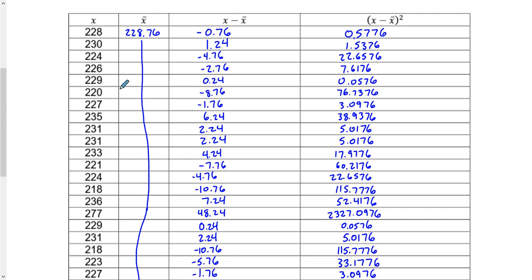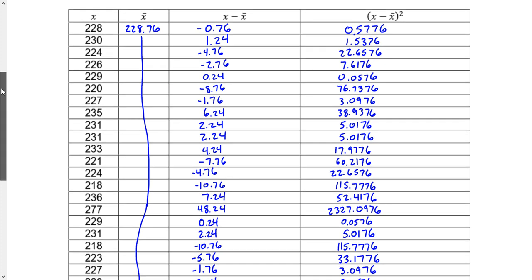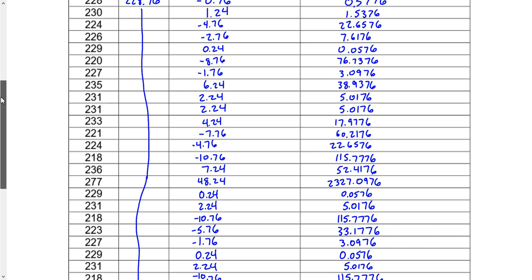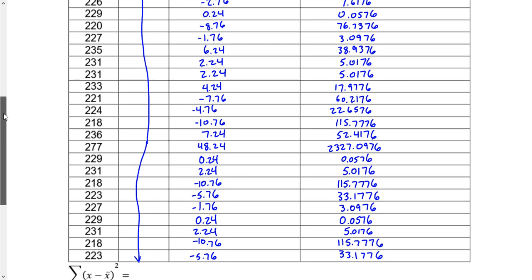When the chart's done, it looks like this. I've taken every single one of these values, subtracted my average to give me this value, and then I've squared them to give me this. Yes, it is time consuming. At the same time, it does come out to be pretty rewarding.